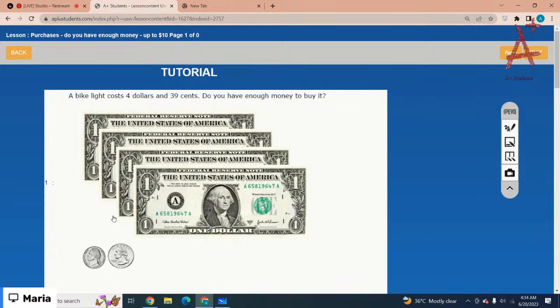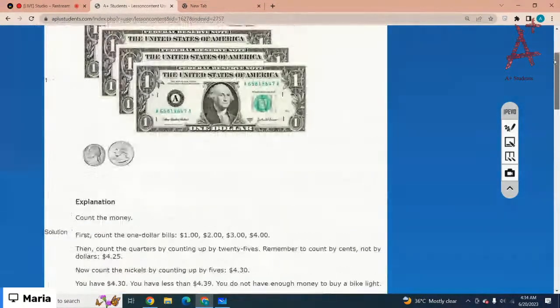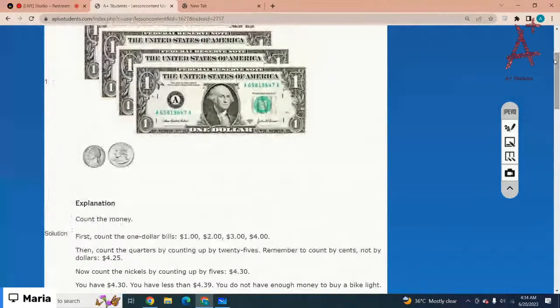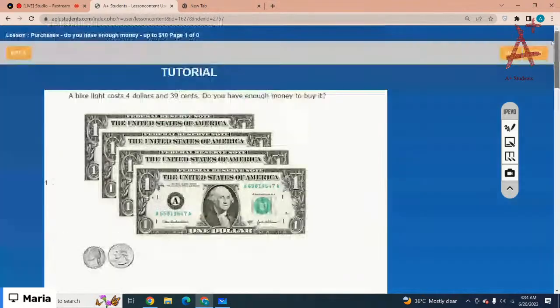So you have $4 bills. Got it? And just look at the coins. You have a quarter. You can count the quarter by 25, and you have a nickel. You can count a nickel by 5, so it makes 4.30. Got it? But the light is 4.39. That means the given money is not enough to buy the bike light. Got it? Let's just start with the practice questions.